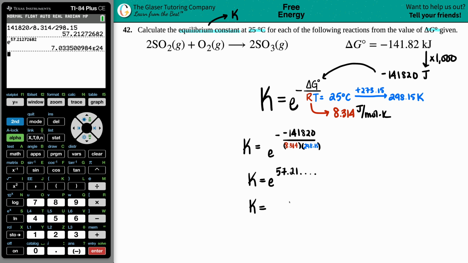So now, how many sig figs? Well, let's see. I used 5 sig figs in my temperature, 5 sig figs in my delta G, and there's only 4 sig figs in my R value. Technically, I have to go by 4. So, 4 sig figs it is, 7.034 times 10 to the 24th. And that is your final answer.